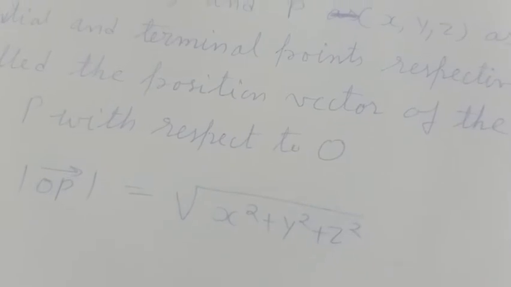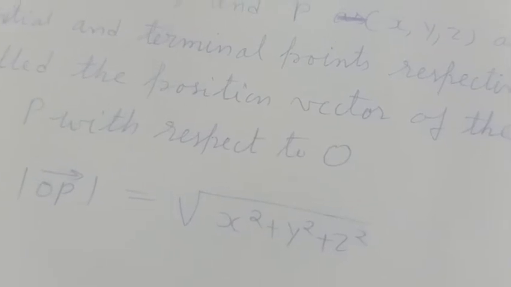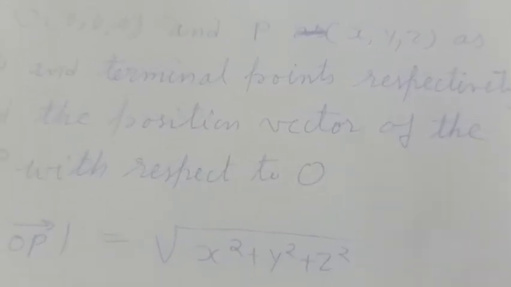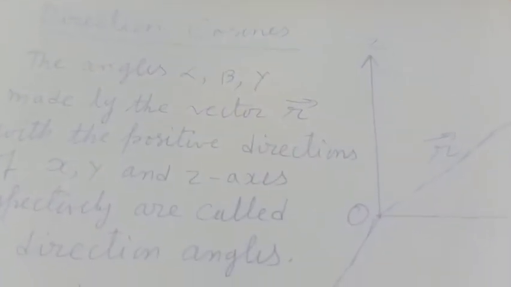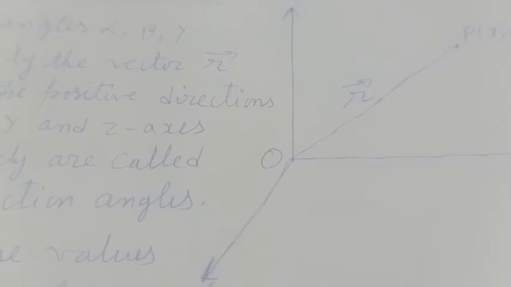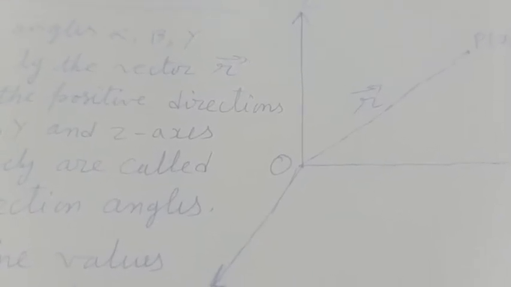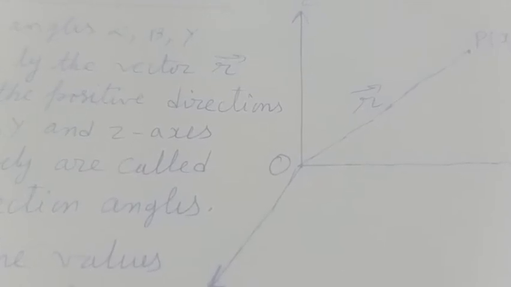And also the modulus of OP is root of x square plus y square plus z square, or we can say the length of vector OP is root of x square plus y square plus z square. Now another concept, direction cosines. Here in the figure you can see vector OP, and we have denoted it by vector R.